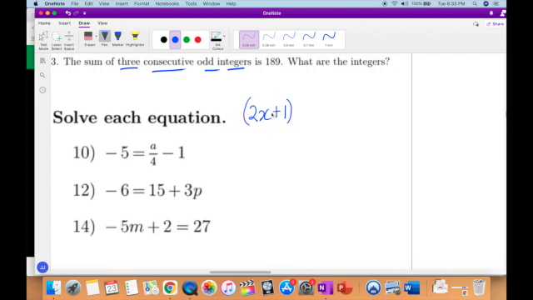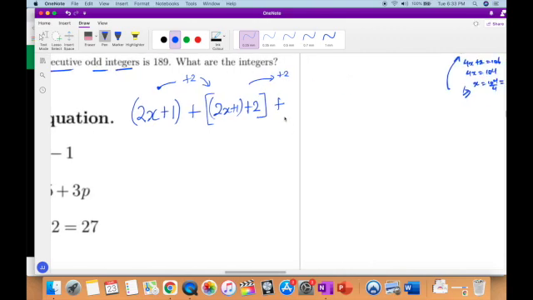So this is the first integer. That is the odd integer. Plus, we have the same integer, 2x plus 1, that's going to be added to 2 to give us the second integer. So this one, I add 2 to give me this one. And now I had to take this one and add 2 to it. So I'm going to take that one, which is 2x plus 1 plus 2, and I'm going to add 2 to that to get my third integer.